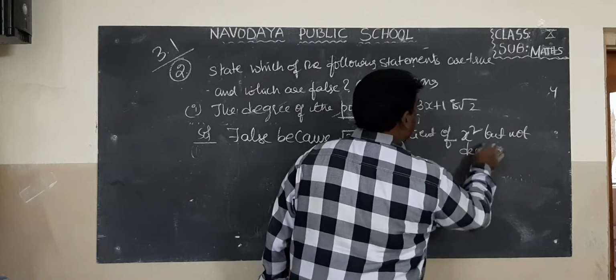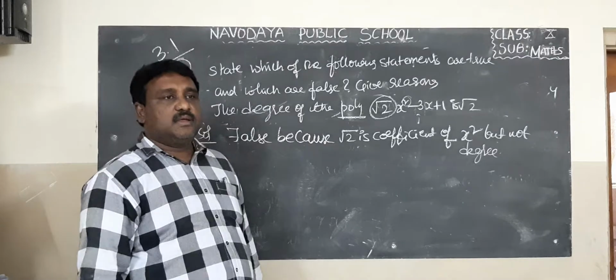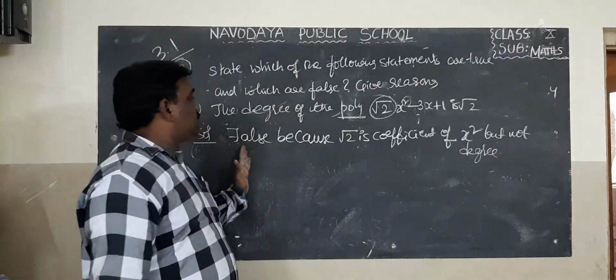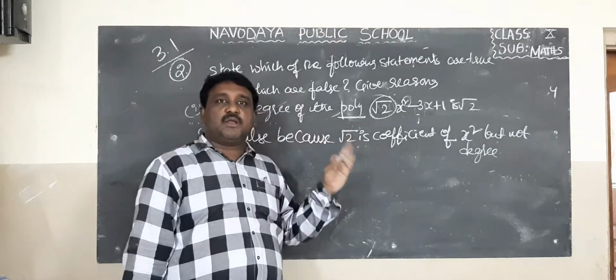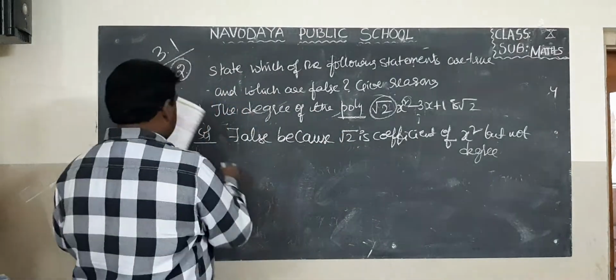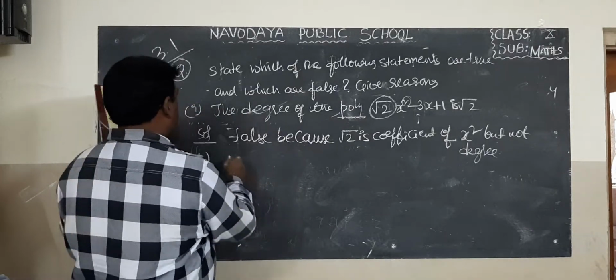Root 2 is what? Coefficient of x square but not degree. So what is root 2? Coefficient of x square but not degree. Okay na? So first one is false because root 2 is coefficient but not degree.